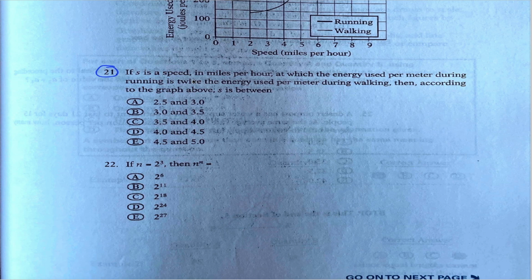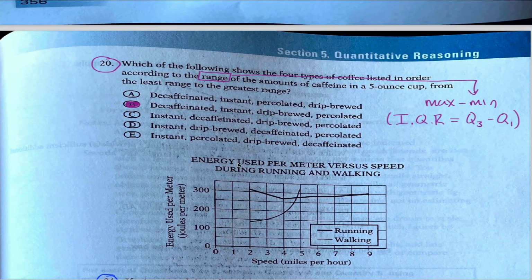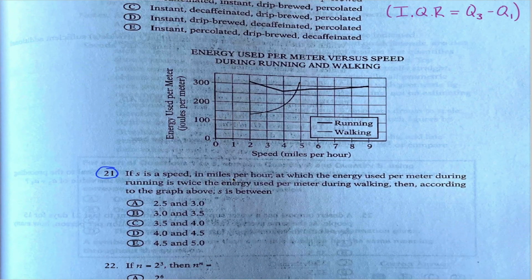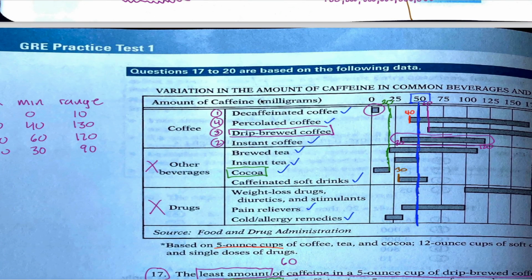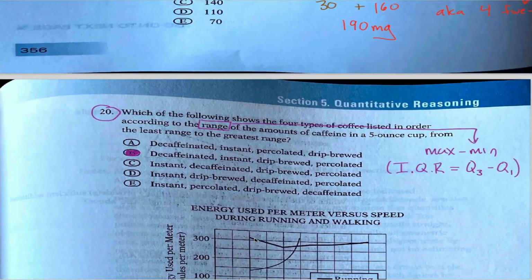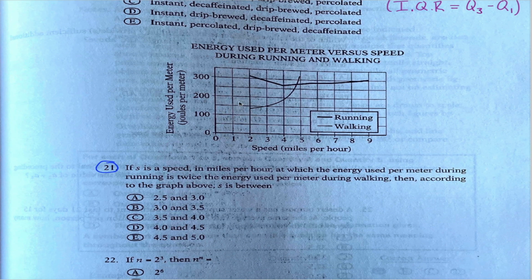All right, question 21 on GRE practice test 1 here in section 5. We have another problem where we're supposed to analyze information from a graph. Although now our graph is not this chart dealing with the caffeine content of various drinks and drugs. It's instead this chart, which is kind of an interesting chart. It talks about the energy used per meter and the speed that you're going when you're running and when you're walking. So lots of information is being captured on this chart right here.